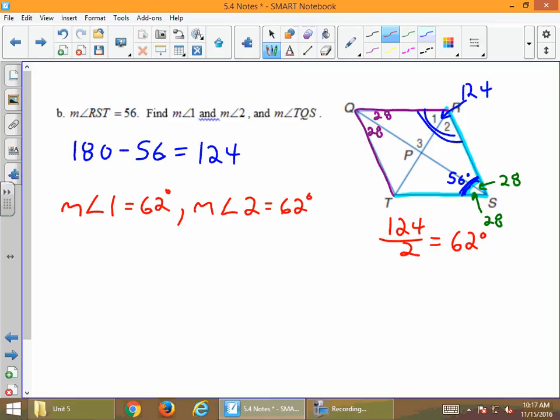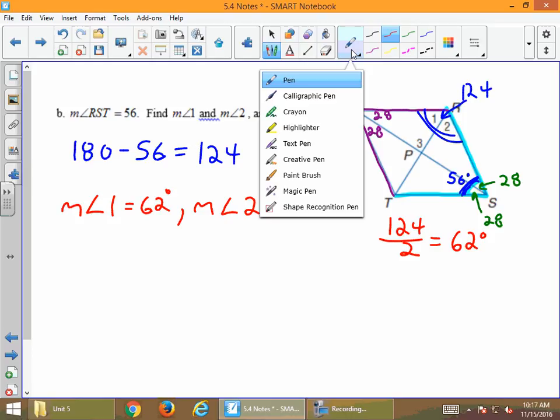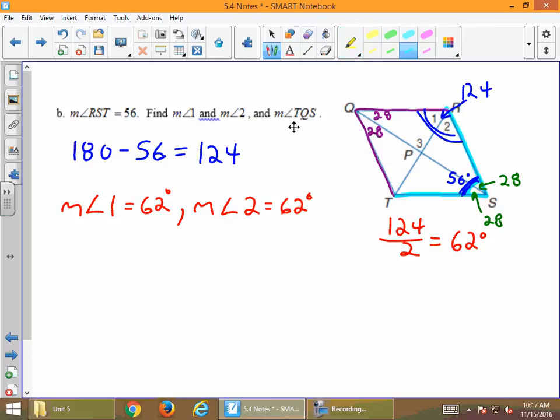And you guys kept trying your hardest to keep figuring out that 28, 28, those are correct. But now we're looking at the last part of the question. It says, I want to know what TQS is. You already pieced it together. So what is the measure of angle TQS? 28. Don't overthink, it's right there.